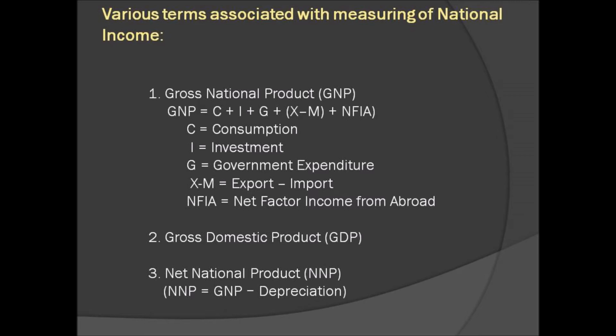Next one is the gross domestic product. As we have already studied, the gross domestic product is the total value of output of goods and services produced by the factors of production within the geographical boundaries of the country. And the third one is the net national product. Net national product is arrived at by making some adjustment with regard to depreciation.